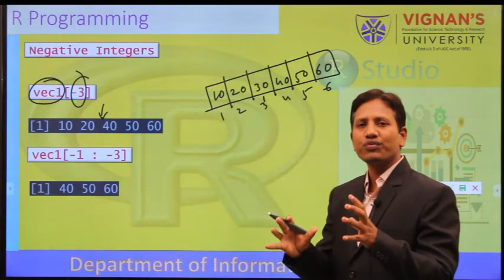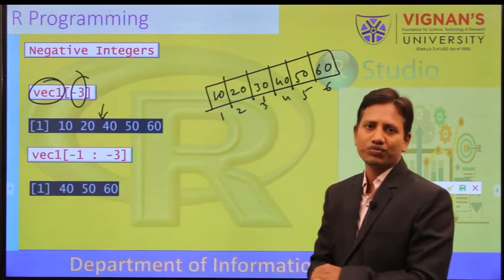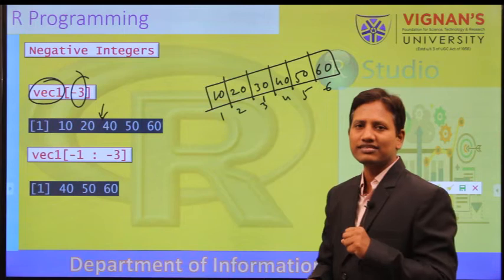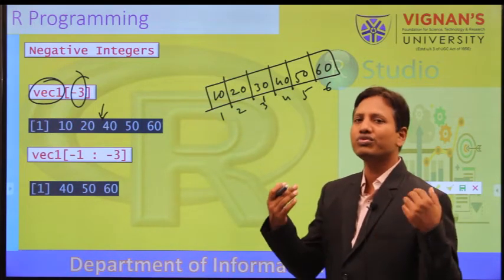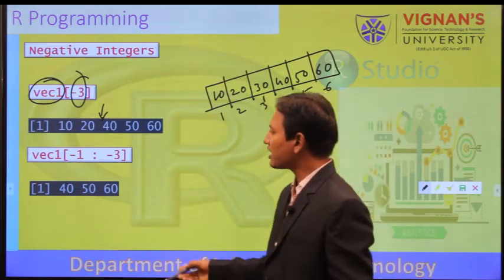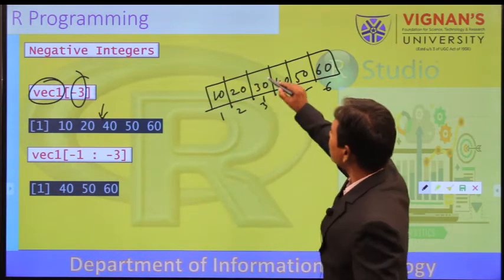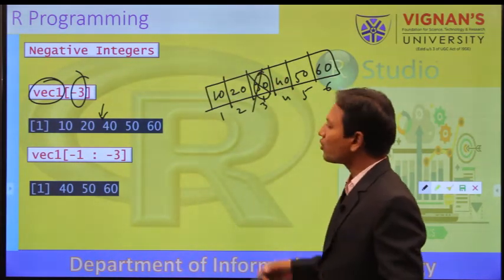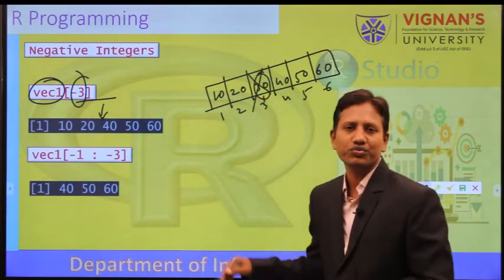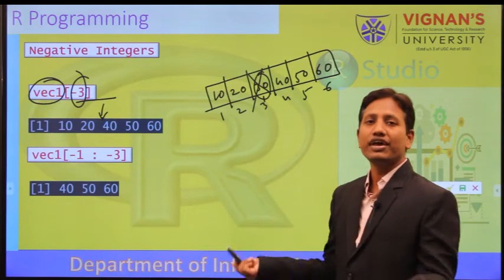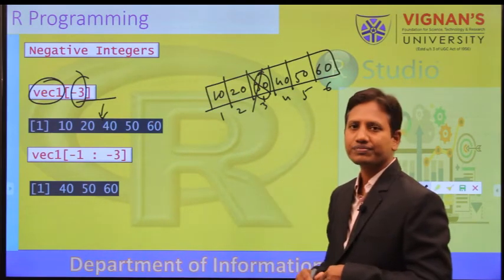So the negative indexing, what it will do, it is going to omit that value. Where you put that index, that value it is going to omit, and the rest of all other values it is going to give. So you can see that it has given the 5 values 10, 20, 40, 50, 60. It has left this one. Why? Because we kept it as -3. Interesting one.